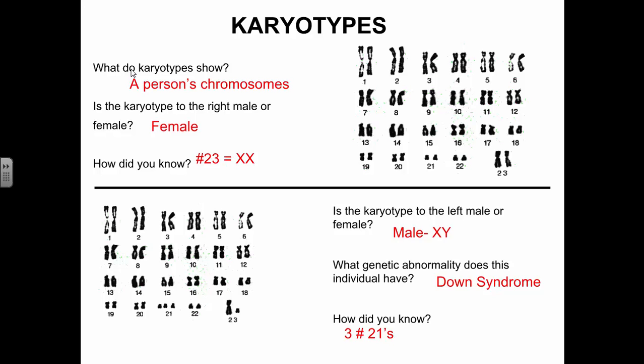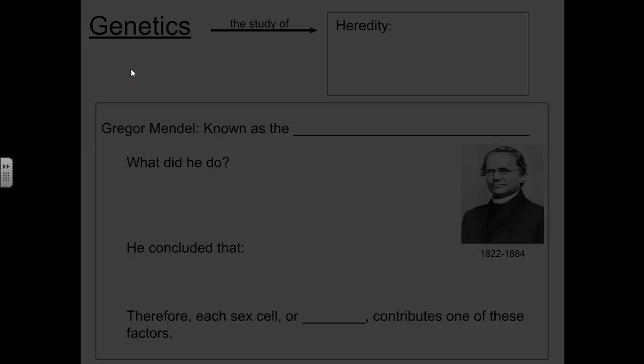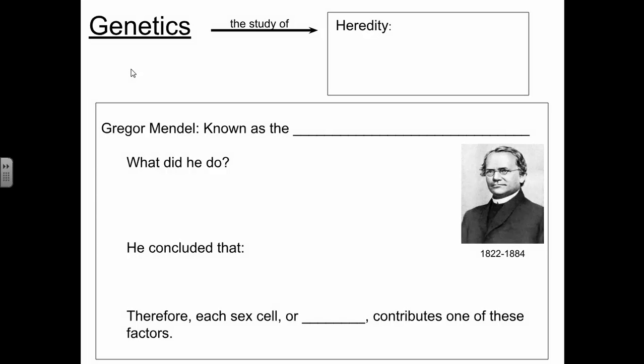All right, let's finish up with one last slide. So now we'll start to get into a little bit more of the details of genetics. When we talk about genetics, we're studying heredity, how traits are passed on from parents to their offspring. We know we inherit our traits, our characteristics, our DNA, our chromosomes from our parents. Half of our DNA from each parent.